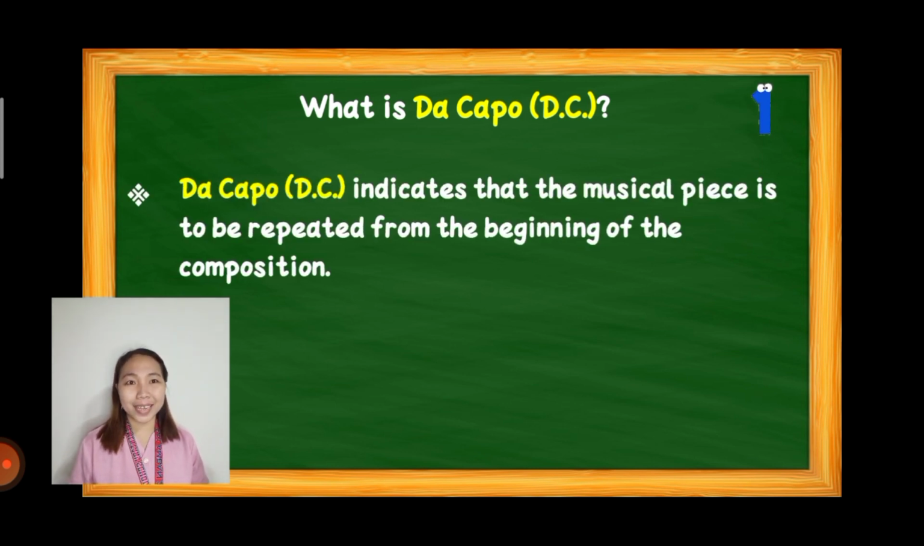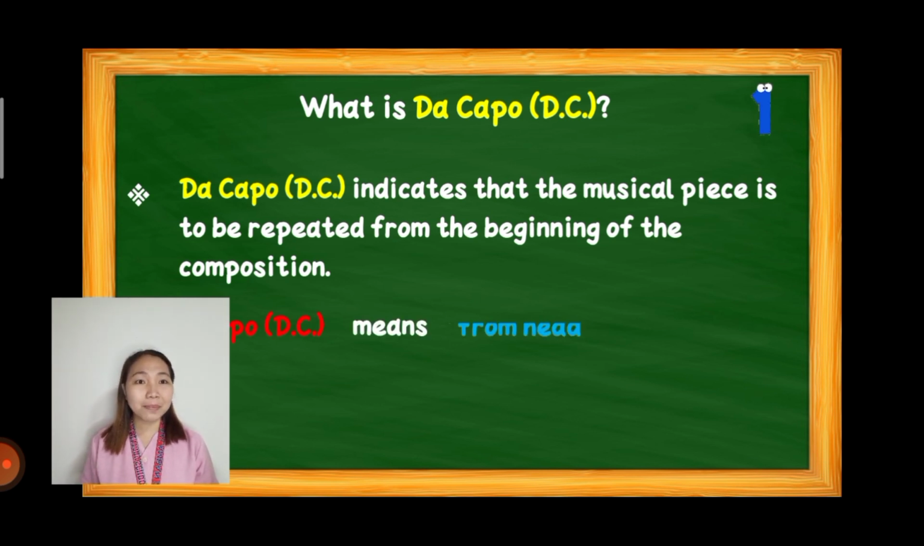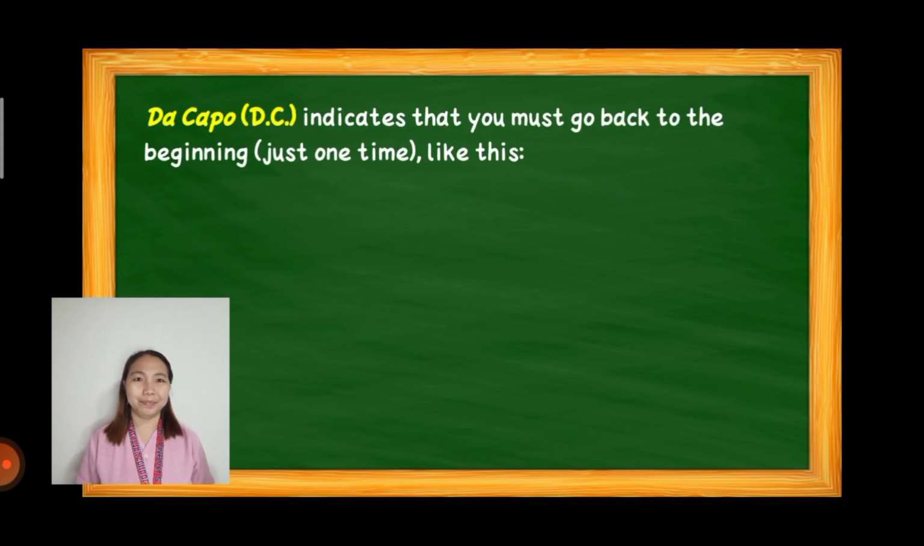Da Capo or DC indicates that the musical piece is to be repeated from the beginning of the composition. Da Capo or DC means from the head. Da Capo or DC indicates that you must go back to the beginning just one time. Mubalik ka sa sinugdanan, kausa lang.